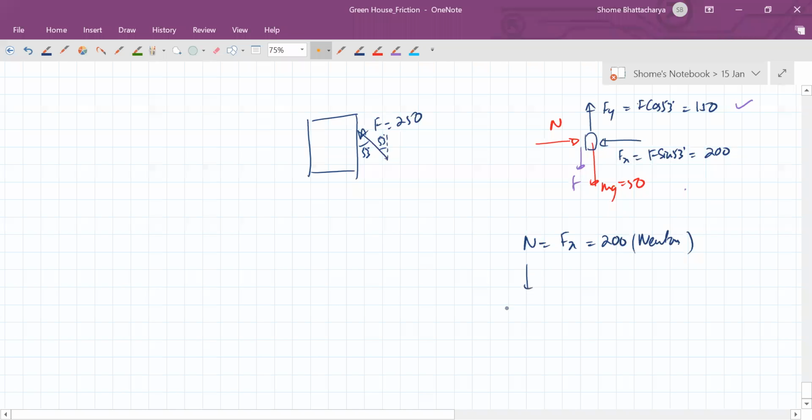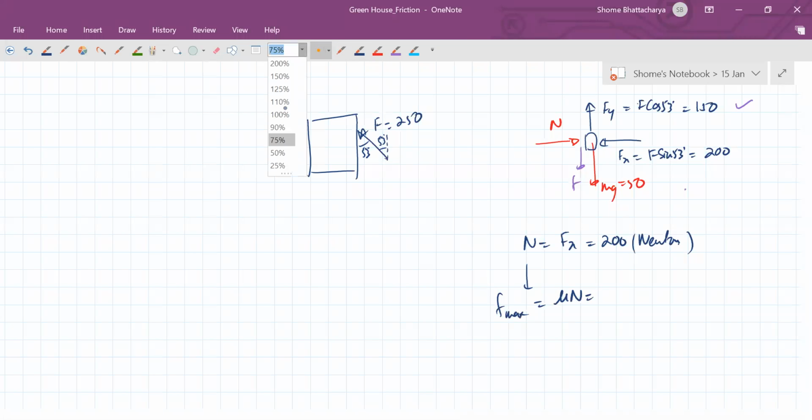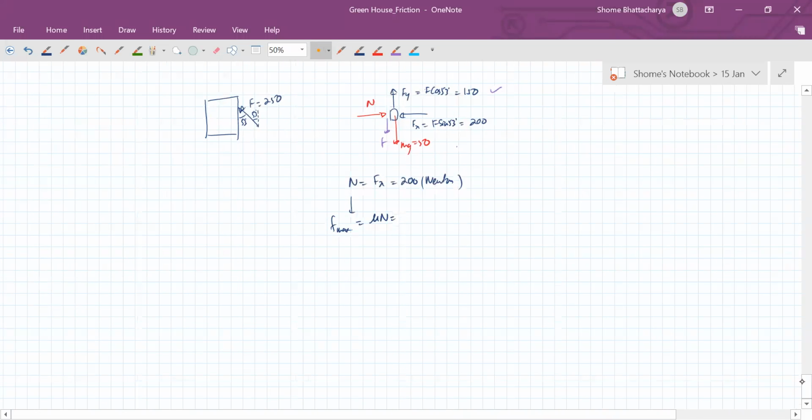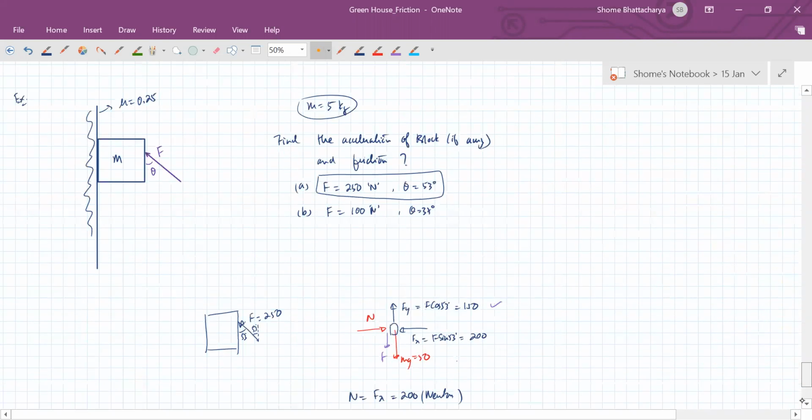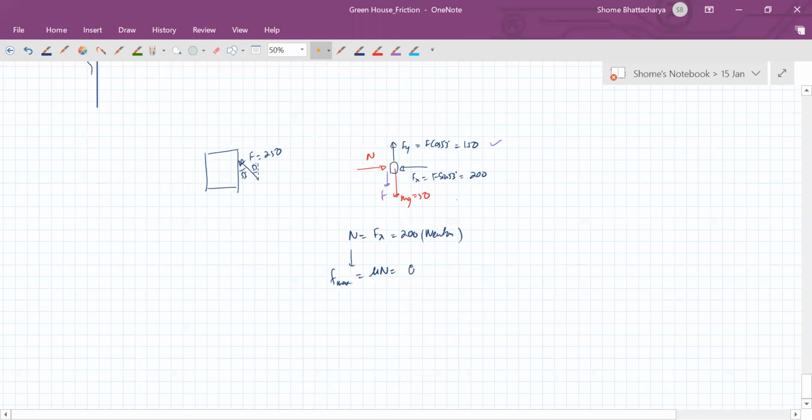So from this you can see that the maximum static friction is mu N. So we've taken the coefficient of friction to be how much? 0.25. So that's 1/4 of this. So that's exactly 50 newtons.